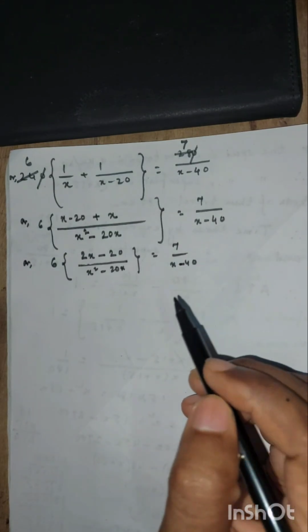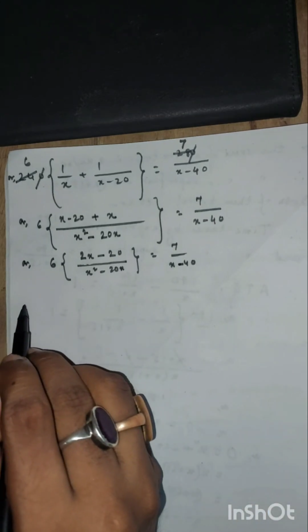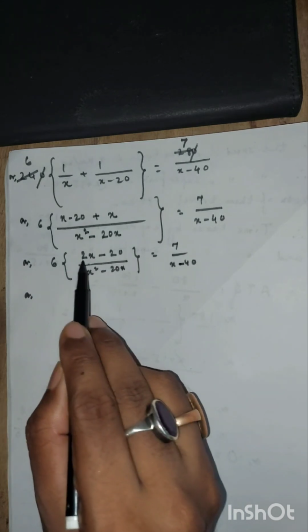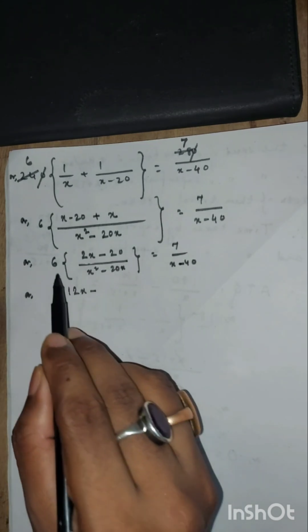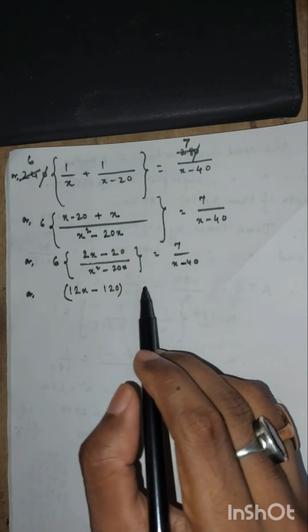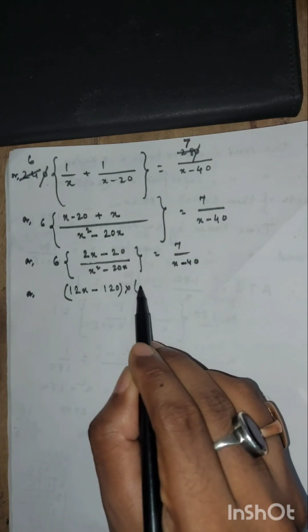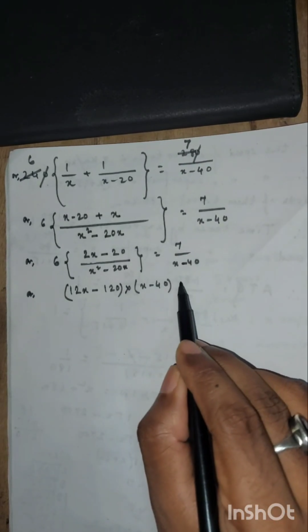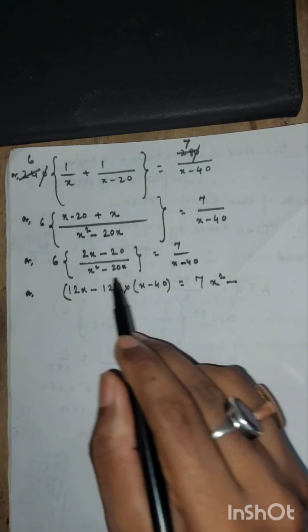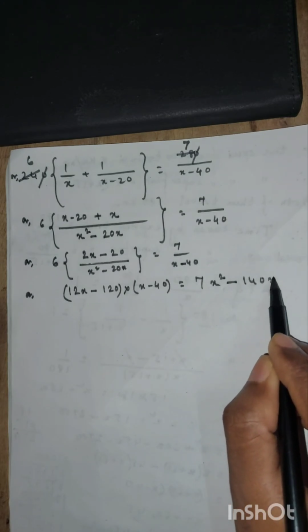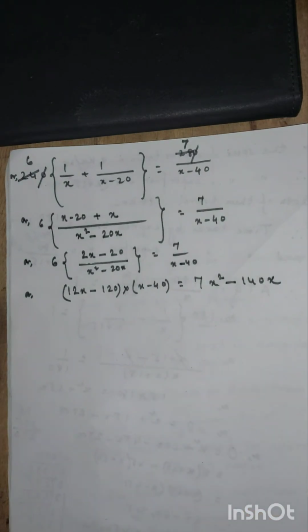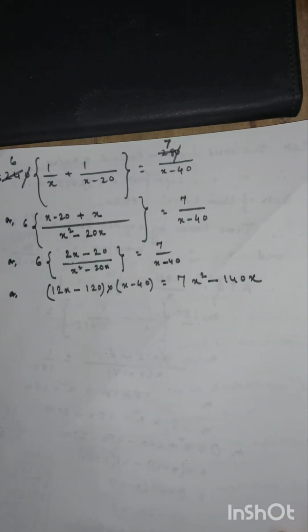Now let us cross multiply. So it is 12x minus 120 into this quantity equal to 7x square minus 140x. So this is what we get.